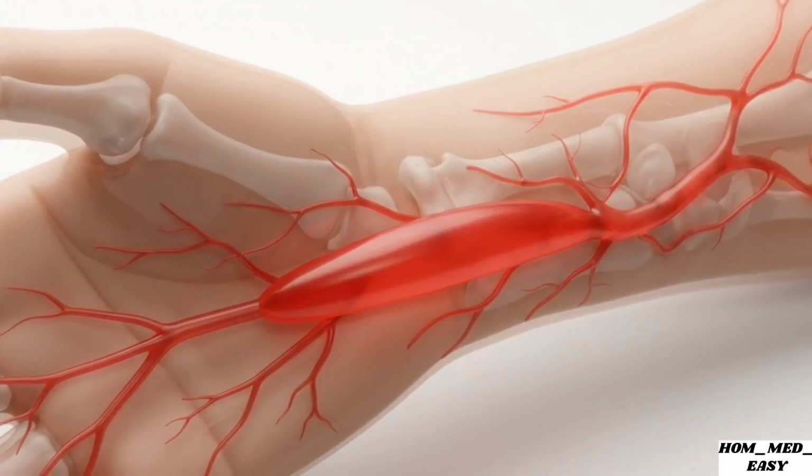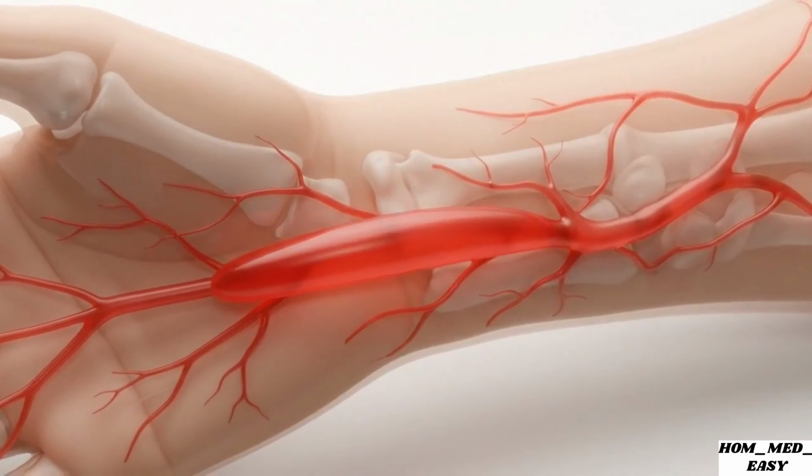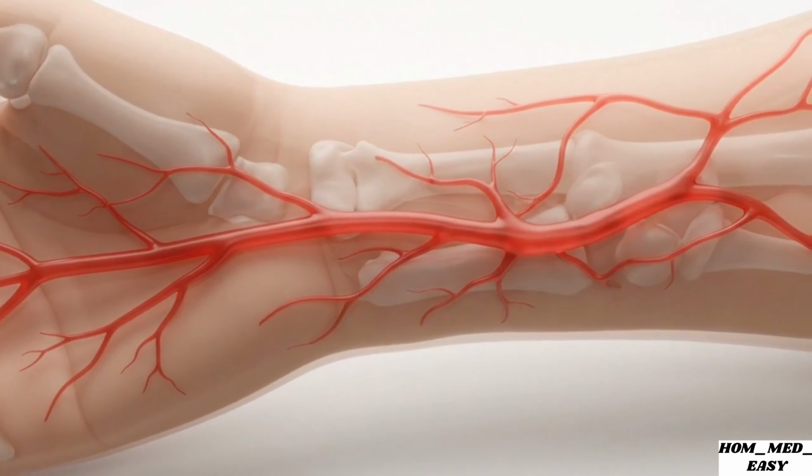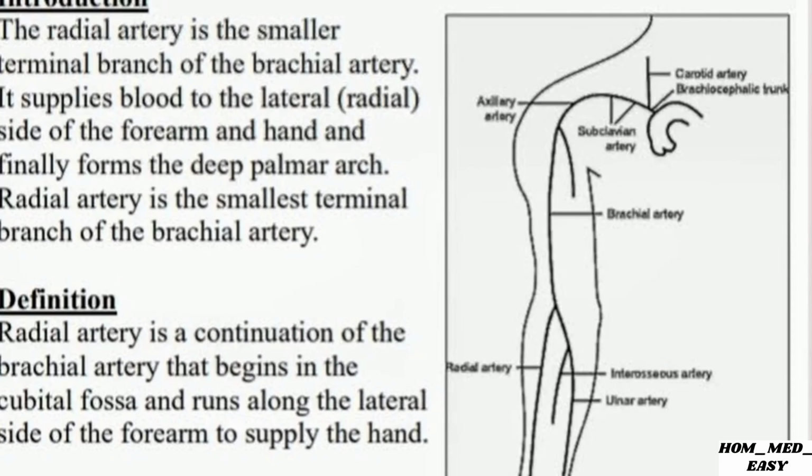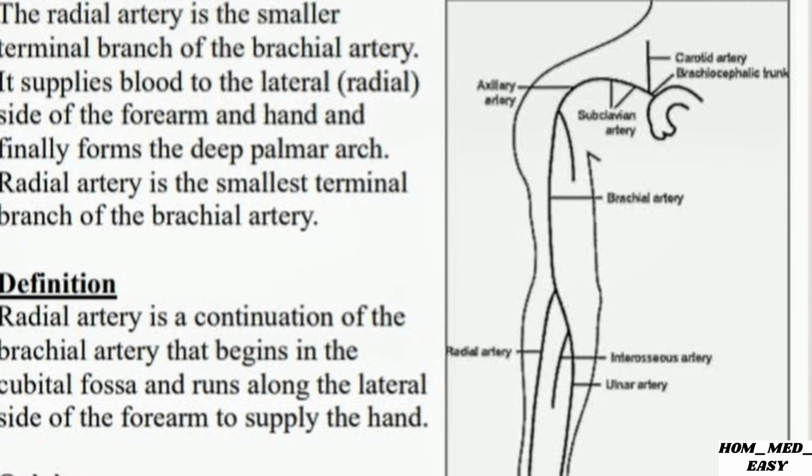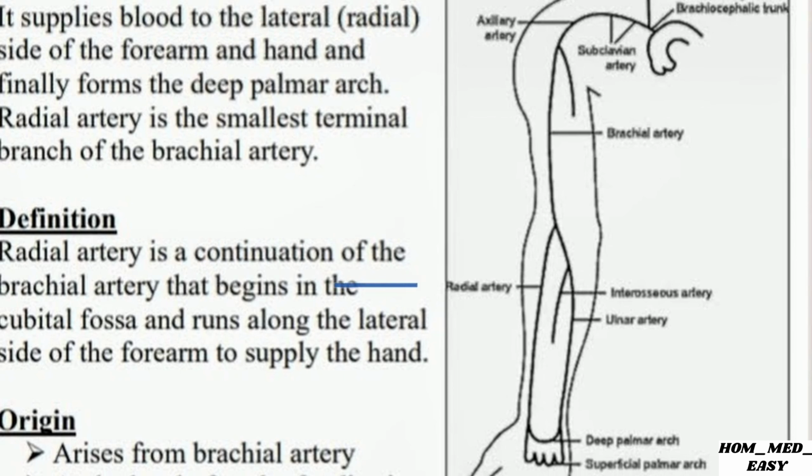Just beneath the skin of the wrist, a rhythmic pulse provides a direct indicator of distal arterial blood flow. This diagram illustrates the arm's vascular anatomy. At the cubital fossa, the brachial artery bifurcates. The smaller terminal branch is the radial artery.